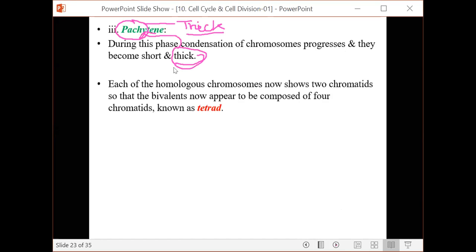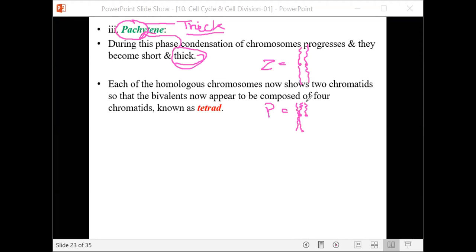Now what is happening? Since they appear thick, the homologs now show two chromatids. So the bivalents now appear to be composed of four chromatids. In the zygotene phase, the bivalents appear this way. In pachytene, what is happening? They are condensing more. More condensation is occurring, more folding is occurring, so now they appear thicker. So we are able to observe the presence of chromatids. Now they appear four. Even in the earlier scene it is two each, but it is not visible, so we call it bivalent. Now in pachytene, this is much more clear, very clearly visible. So hence the term tetrad.